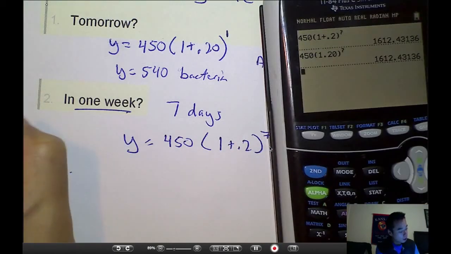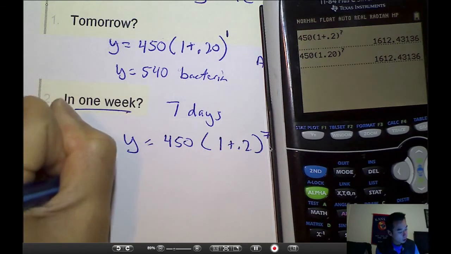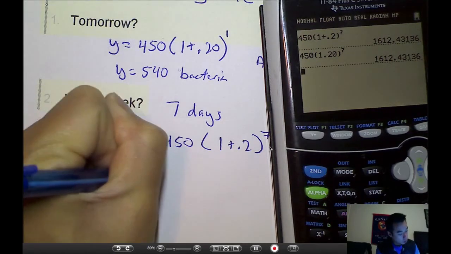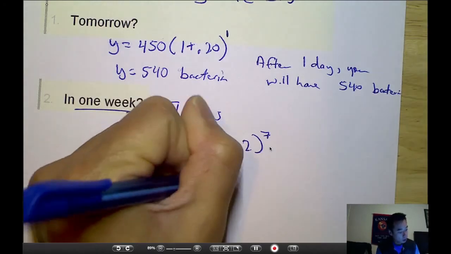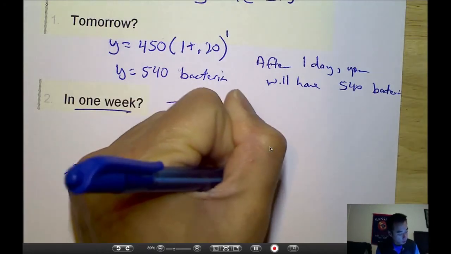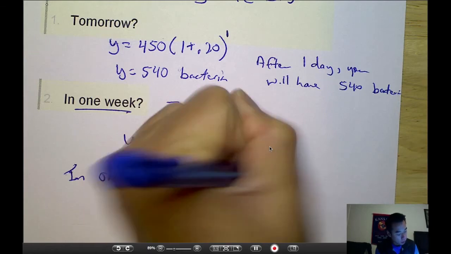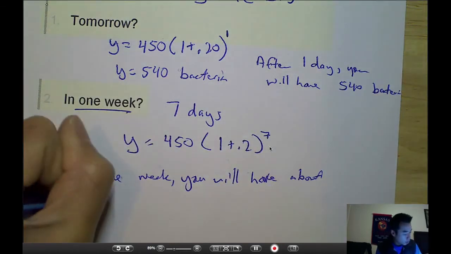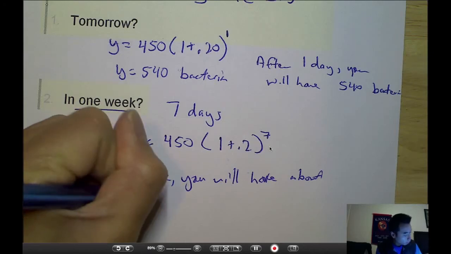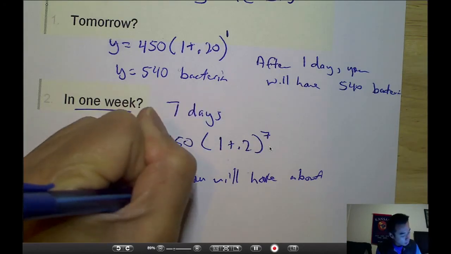So in 1 week, you will have about 1,612 and 43 hundredths bacteria.